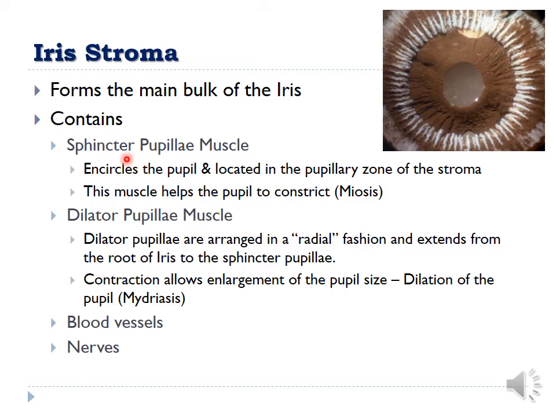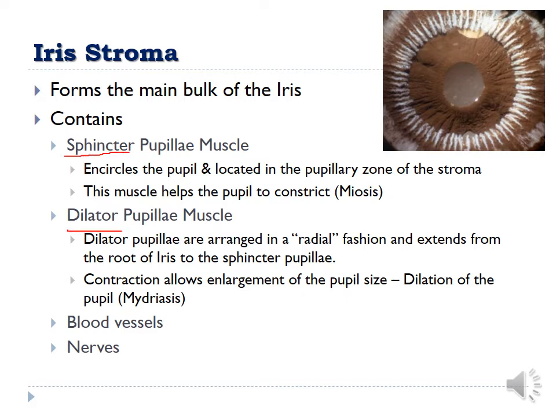So now here we need to remember, pupil has two functions, right? When the light is more, it becomes smaller. Pupil constricts. When the light is less, pupil becomes bigger or dilates. So we need muscles for both of these functions. To constrict, we need a separate muscle. To dilate, we need another muscle. So both of these muscles, sphincter pupillae muscle and dilator pupillae muscle, are located in the iris stroma, sphincter and dilator.